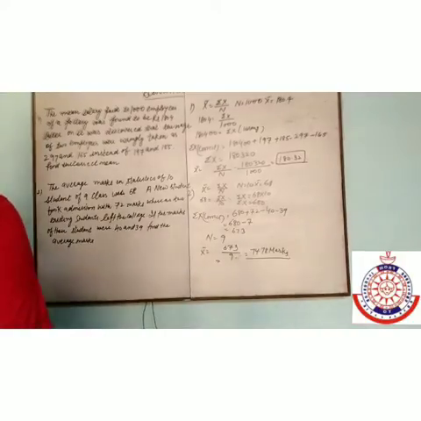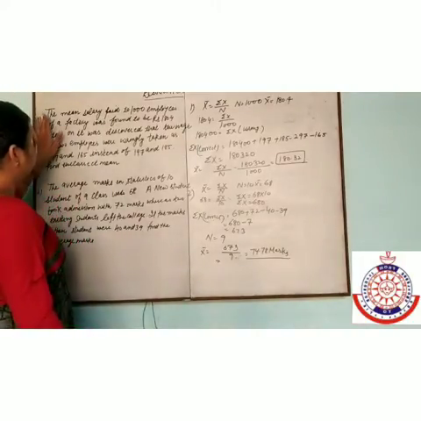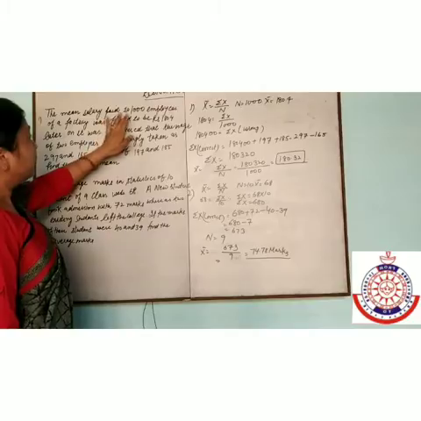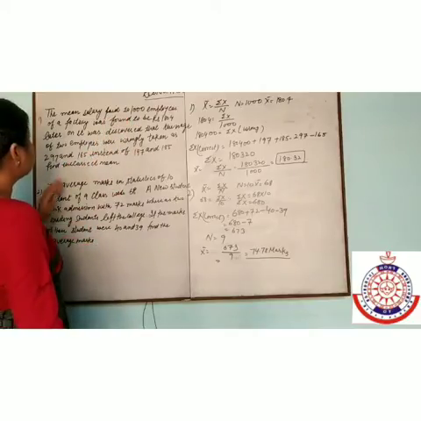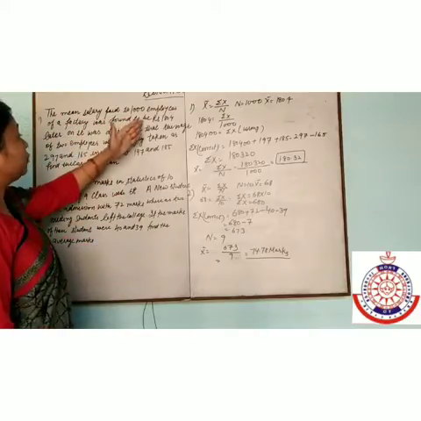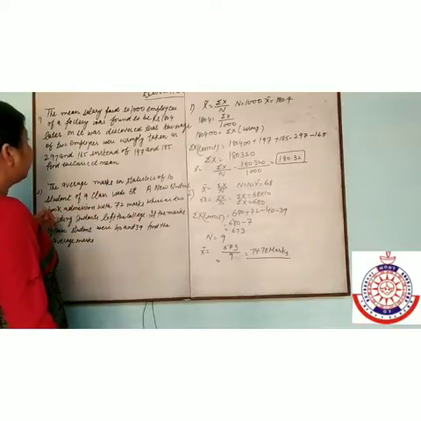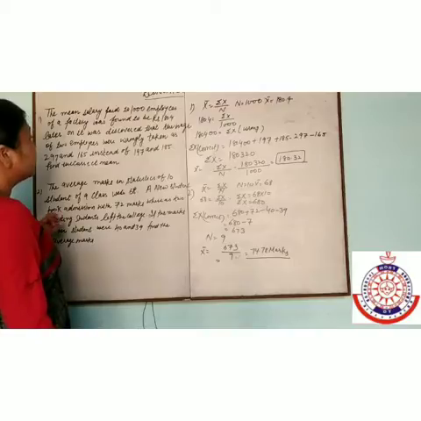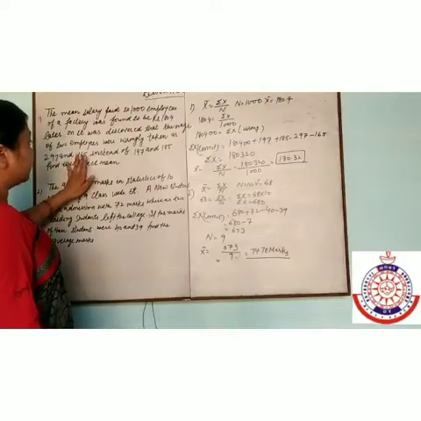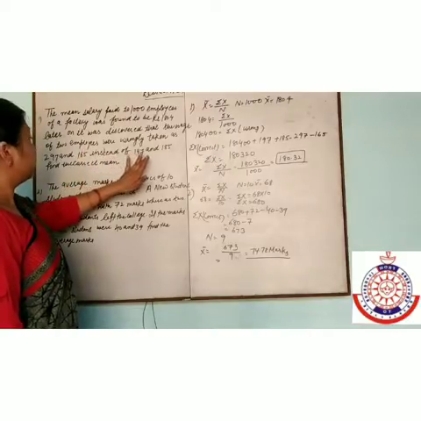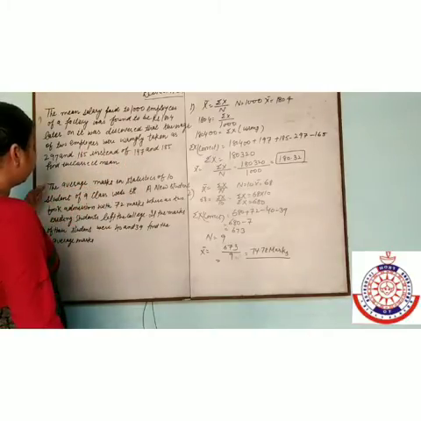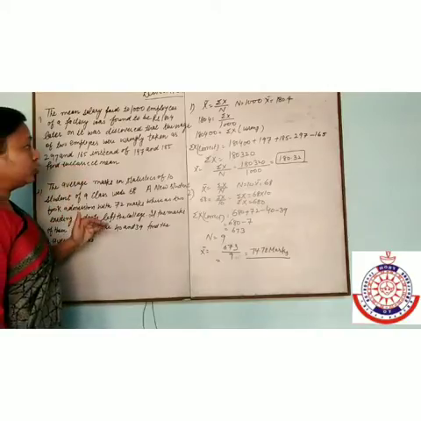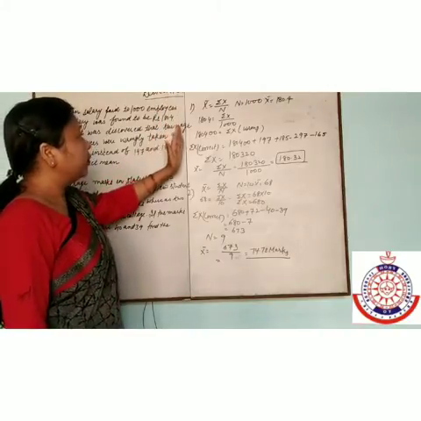Let us see another question. The mean wage salary paid to 1000 employees of a factory was found to be 180.4. Later on, it was discovered that the wages of two employees were wrongly taken as 297 and 165 instead of 197 and 185. Find the correct mean. So step by step we will do.